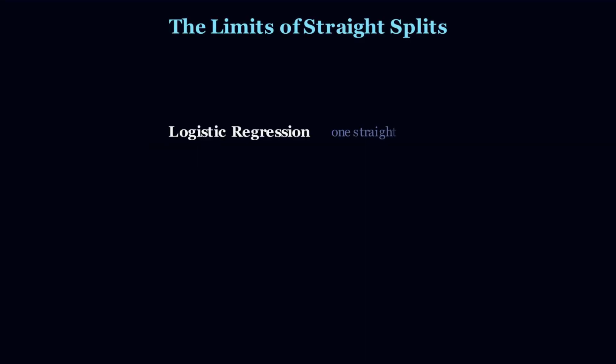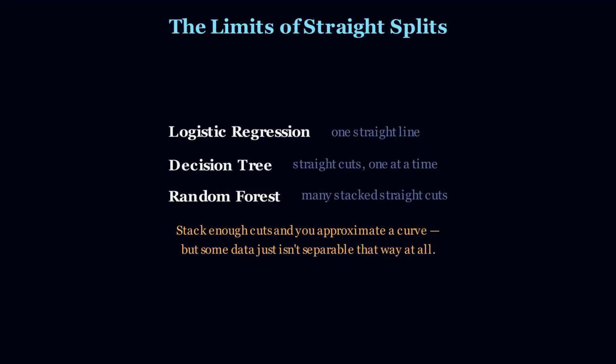Every model we've built so far draws boundaries out of straight lines and cuts. Logistic regression, one line. A tree splits, straight cuts one feature at a time. Stack enough splits and you can approximate a curve, but it still boxes underneath. Some data doesn't care how many boxes you stack. It's just not separable that way. SVM throws out the box-cutting approach and asks a completely different question.